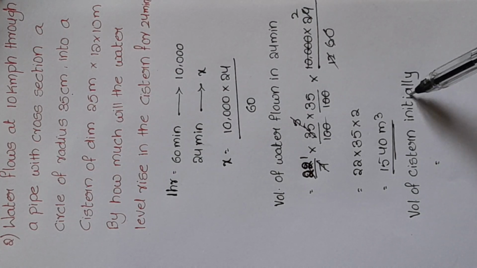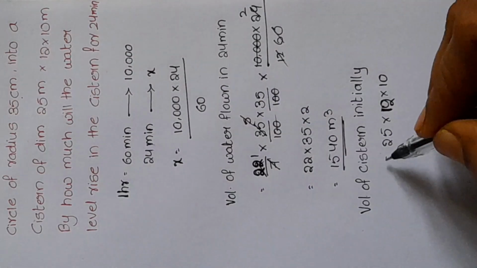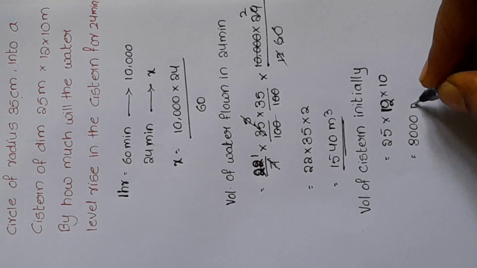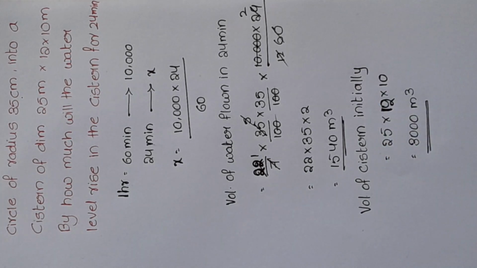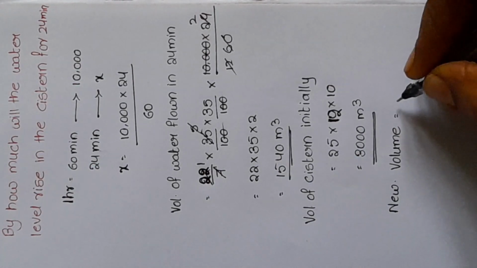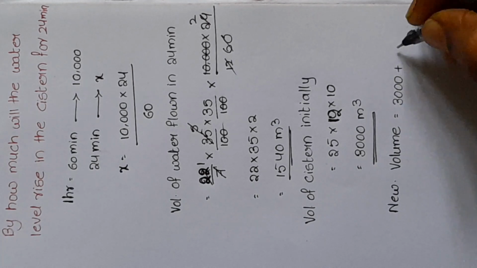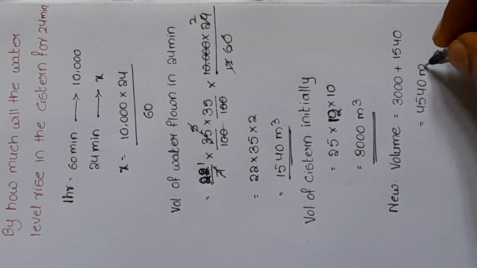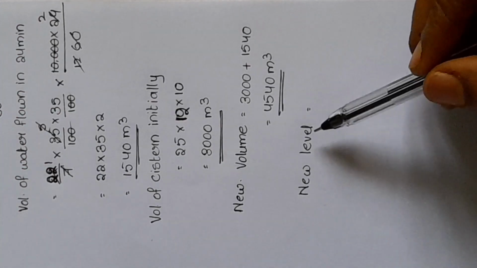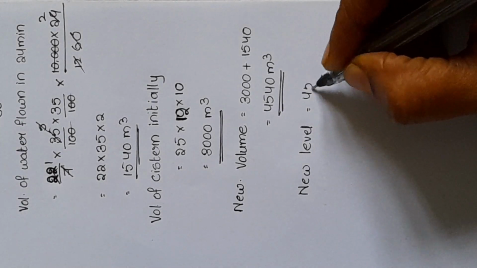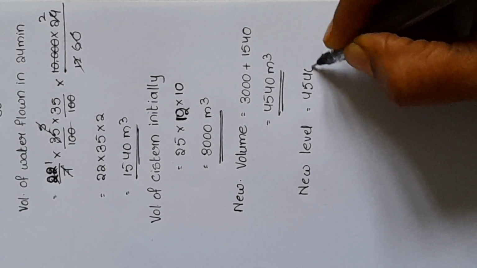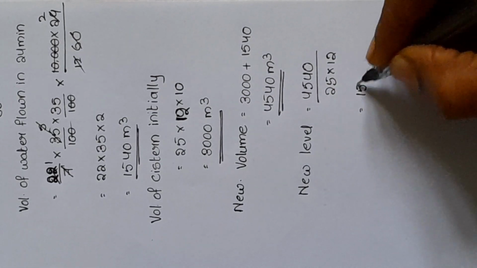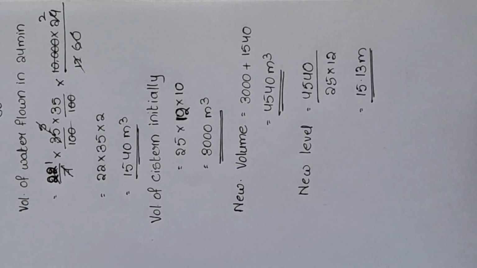Now the volume of the cistern initially is, the dimensions are given as, that is 25 into 10 into 12. On multiplication we get this as 3000 meter cube. This is the initial volume of the cistern. Now the new volume after the water is flown is the initial volume 3000 plus 1540, which is equal to 4540 meter cube is the new volume. Now to find the level of rise of water in the cistern, that is 4540 by area, that is 25 into 12. 15.13 meters is the increase in the level of the water in the cistern.